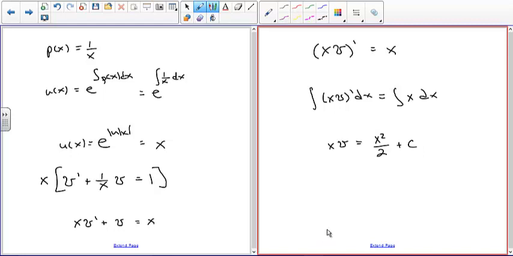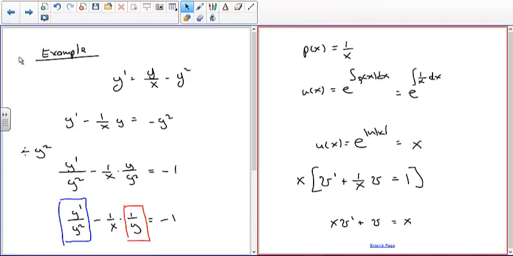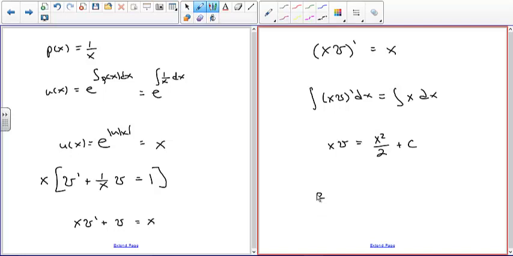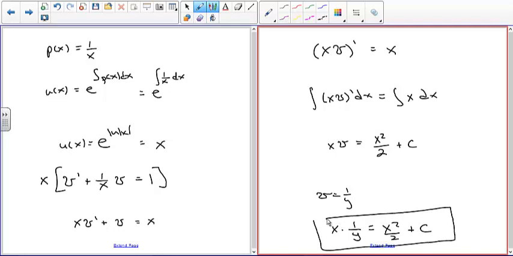So now we have the solution to this differential equation, but we want the solution to be in terms of x and y, which was the original problem. So we go back and look at what v was equal to. I always forget by this time. So we go back and look, and we see that v is equal to 1 over y. So v equals 1 over y, so we plug that in, so you get x times 1 over y is equal to x squared over 2 plus c, and there is your answer.